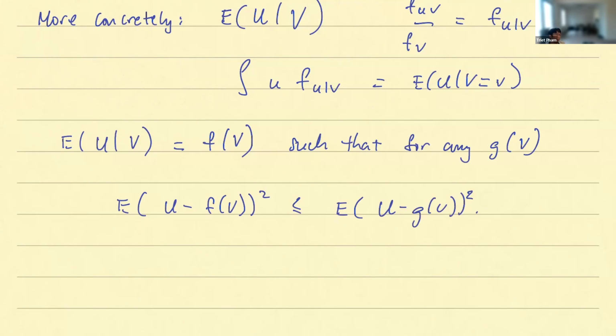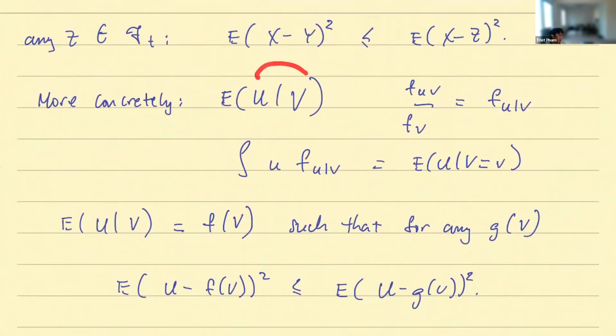Is that okay? So it's exactly the projection of U on V, on the space spanned by V. Just pay attention that this doesn't have to be a linear function. It depends on how U and V interact.